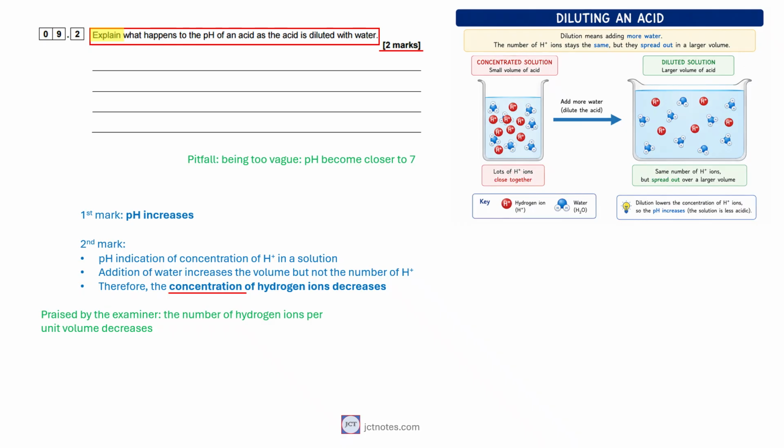To summarize, a perfect 2-mark answer is: Point 1. The pH increases. Point 2. Because the concentration of hydrogen ions decreases. Keep those 2 points precise, avoid being vague about the direction of pH, and those are 2 easy marks in the bag.